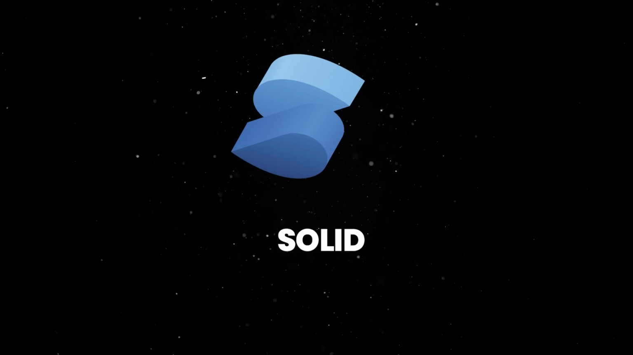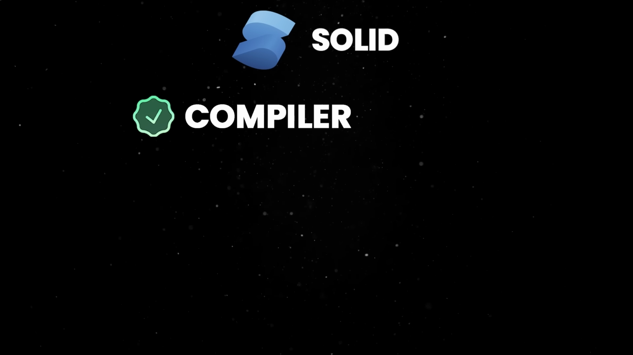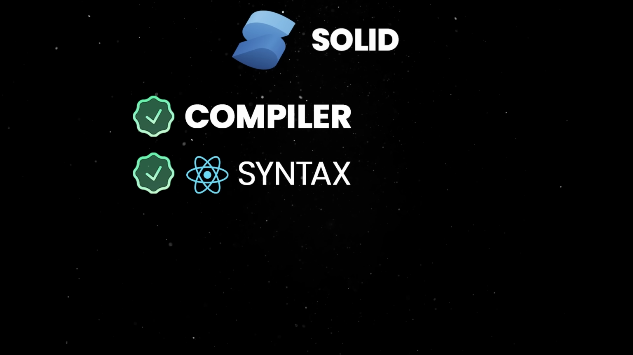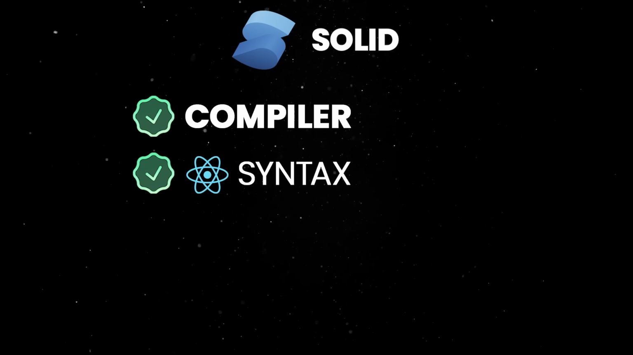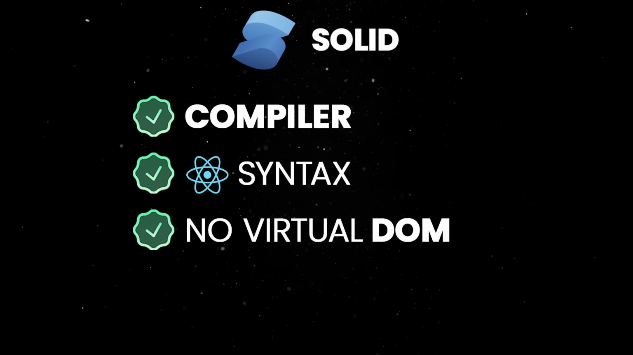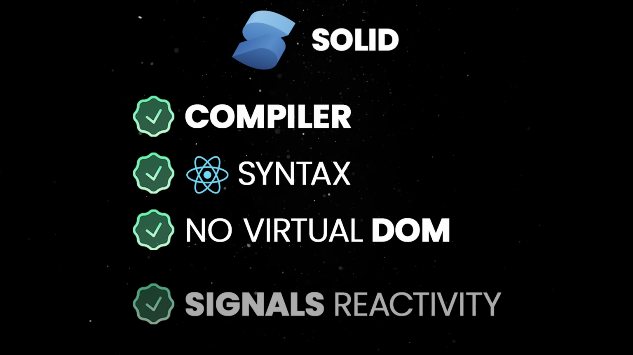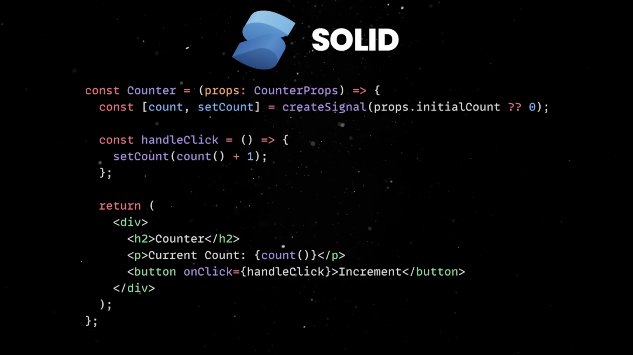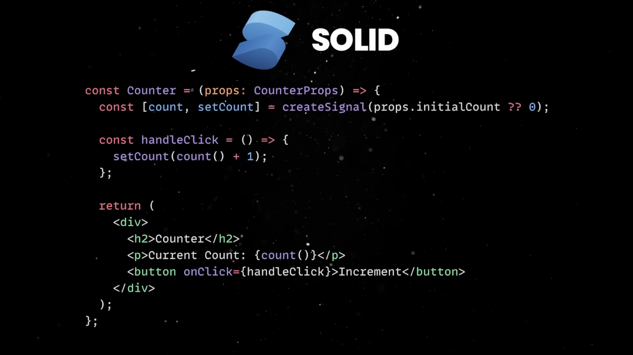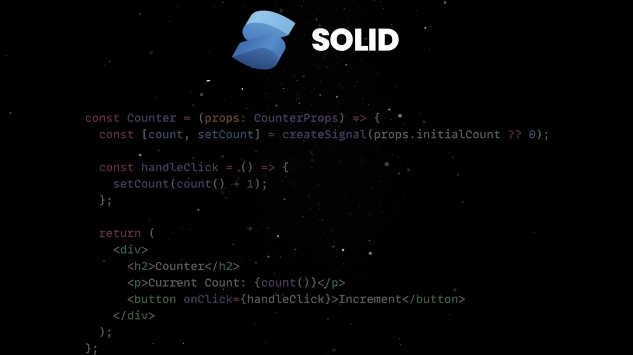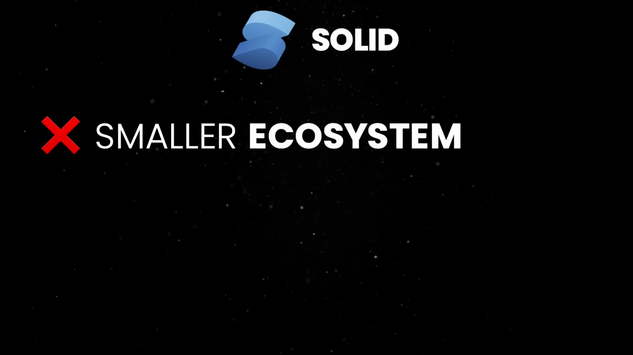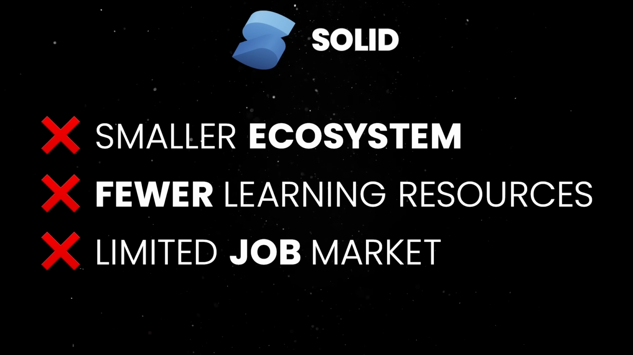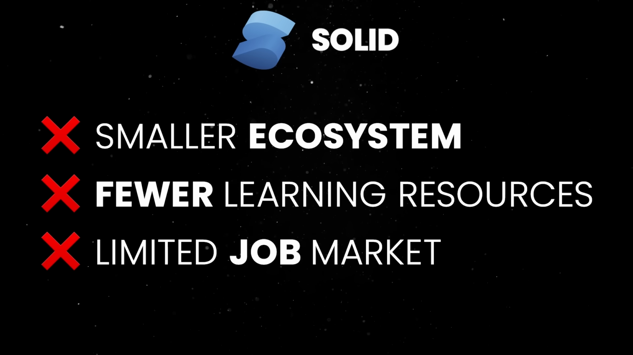Solid follows a similar compiler-first approach to Svelte, but maintains a React-like syntax and mental models. It creates highly optimized code that updates only what changes without using a virtual DOM or diffing algorithm. Instead, it uses fine-grained reactivity that tracks dependencies at the statement level, resulting in exceptional performance and minimal re-renders. On the downside, it includes a smaller ecosystem than established frameworks and fewer learning resources. While growing rapidly, the job market remains limited compared to the established solutions.